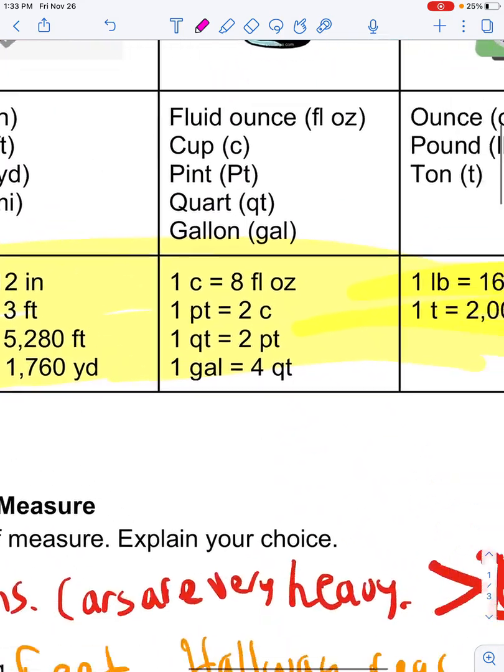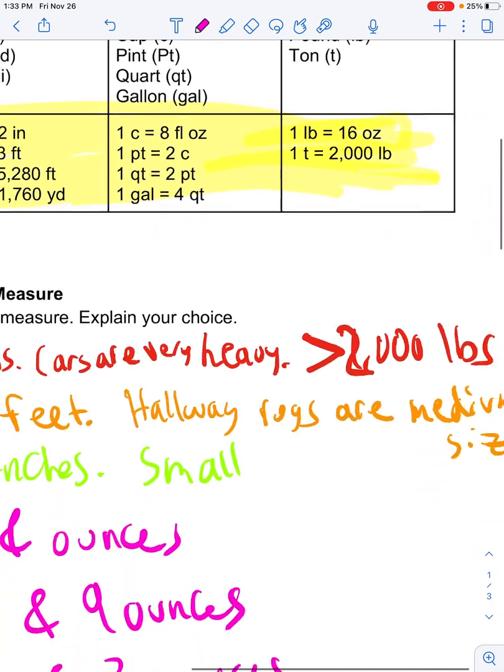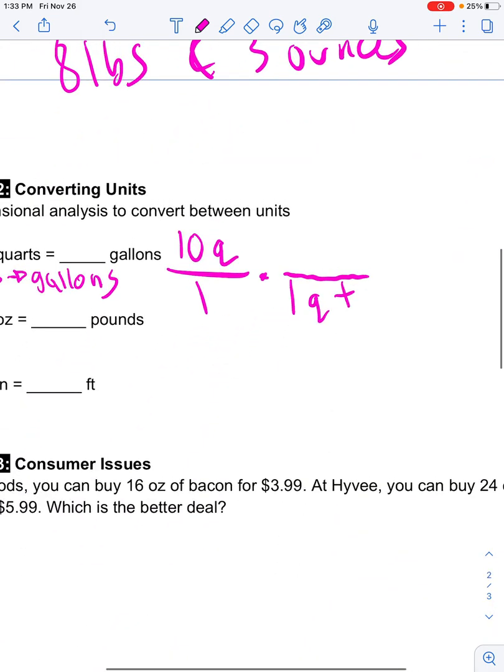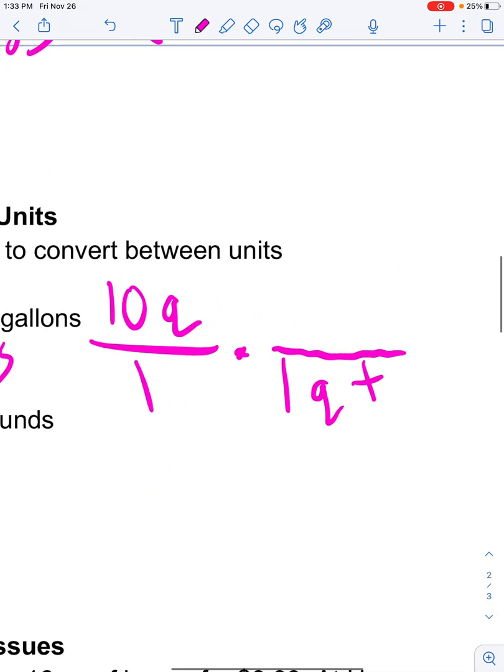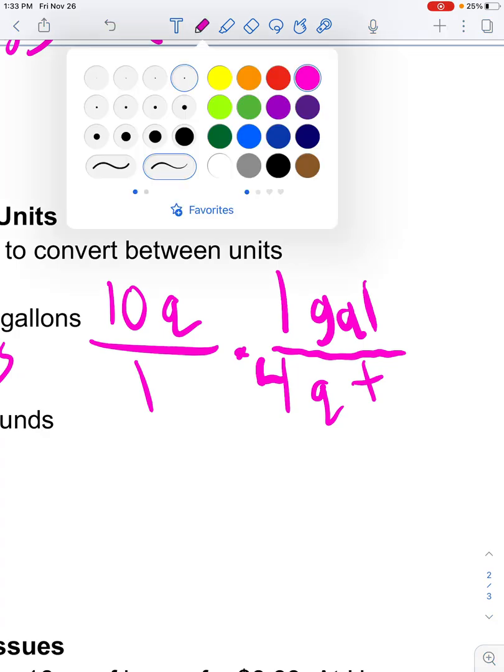I misread that. So again, 4 quarts equals 1 gallon. We don't want to go smaller. We want to go bigger. So I'm still going to keep it set up the same, but 4 quarts equals 1 gallon.